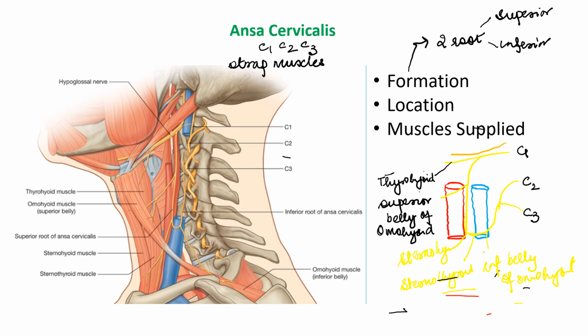So this is how the Ansa cervicalis is formed in the neck. This is its location and what are the muscles supplied by it. You should be able to identify it and keep the landmarks, the structures. The importance of location is that when we are looking at it in the neck, we know that we have to look for it in the vicinity of the carotid sheath.